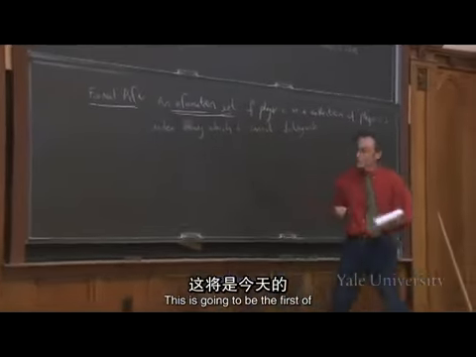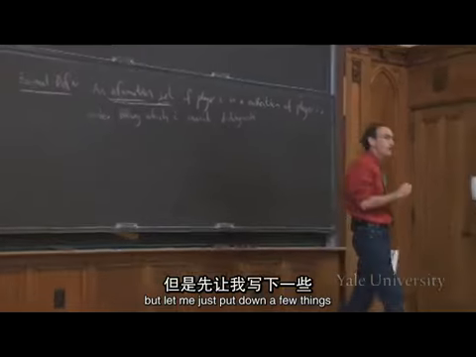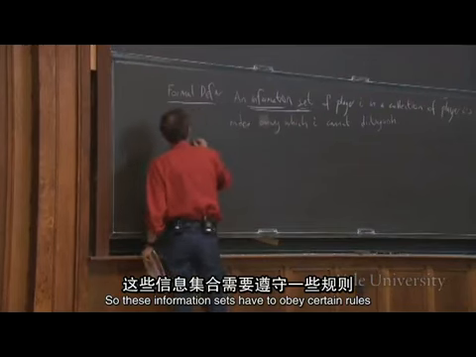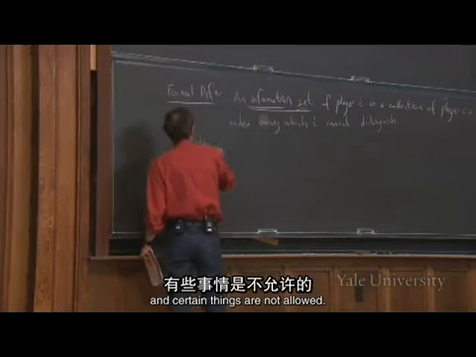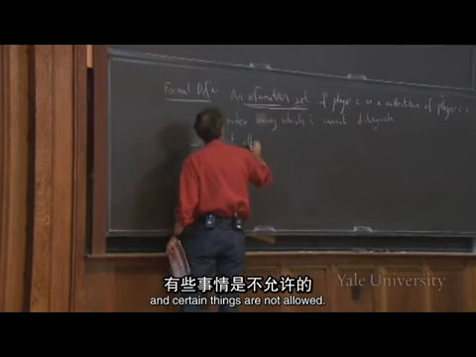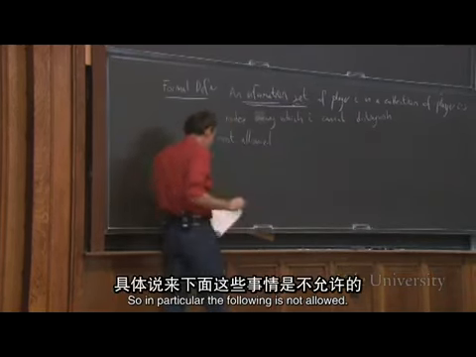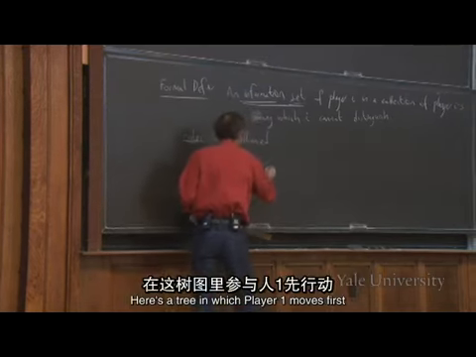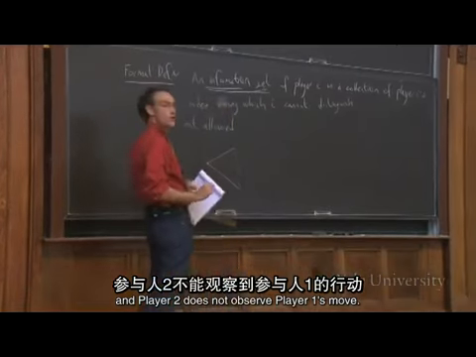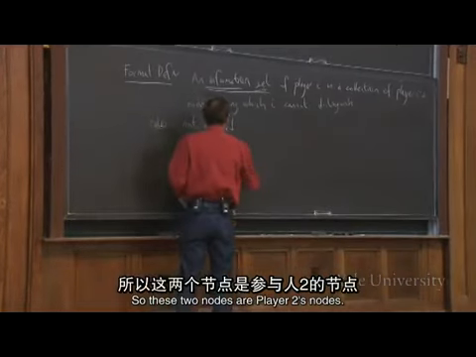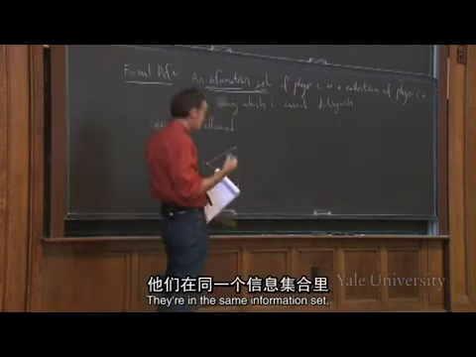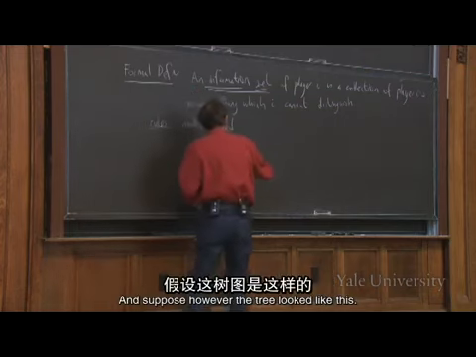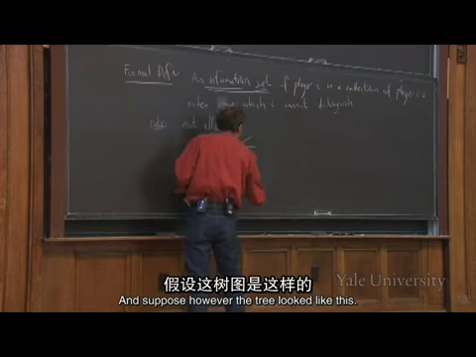This is going to be the first of our big tools of the day, but let me just put down a few things that we have to be careful about, a couple of rules. These information sets have to obey certain rules, and certain things are not allowed. In particular, the following is not allowed. Here's a tree in which player 1 moves first, and player 2 does not observe player 1's move, so these two nodes are player 2's nodes, in the same information set, which means player 2 is not meant to be able to distinguish between these two nodes. And suppose, however, the tree looked like this.